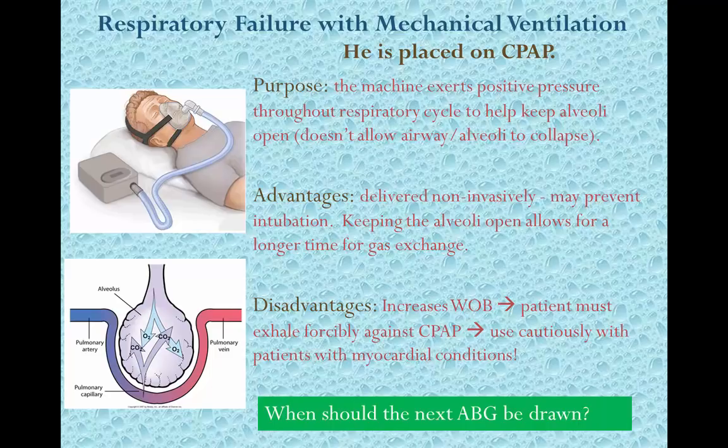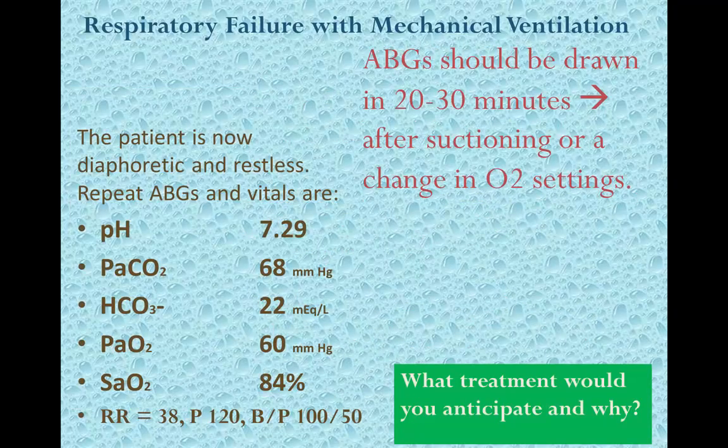When should we draw an ABG? In other words, how soon should we assess whether this non-invasive maneuver is helping improve the patient's condition? And usually whenever there is a change in treatment for a patient, such as adding oxygen or putting them on CPAP, then you should wait about 20 to 30 minutes before you get an arterial blood gas. Notice if you had suctioned the patient or done anything to change their respiratory settings or could change their oxygenation level, then you need to wait about 20 to 30 minutes before ABGs are drawn.